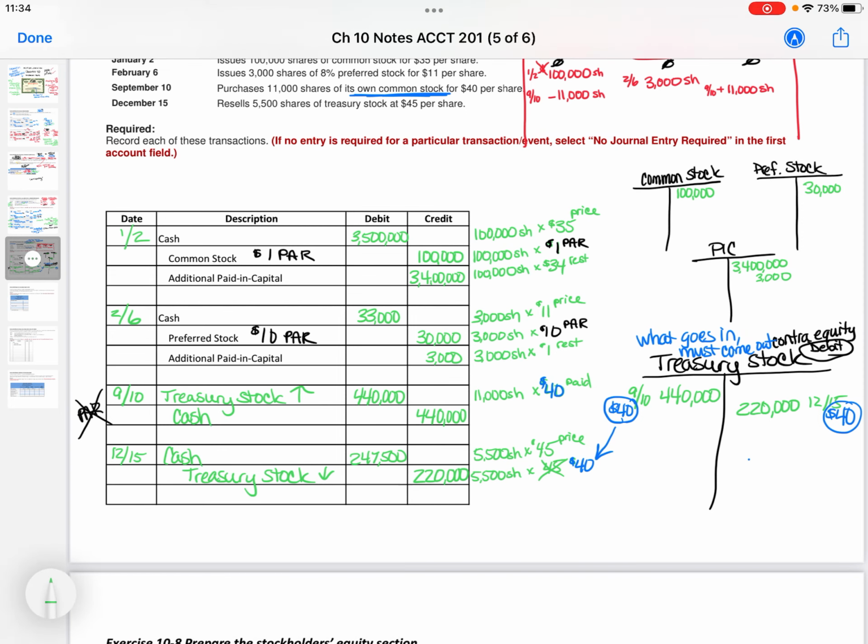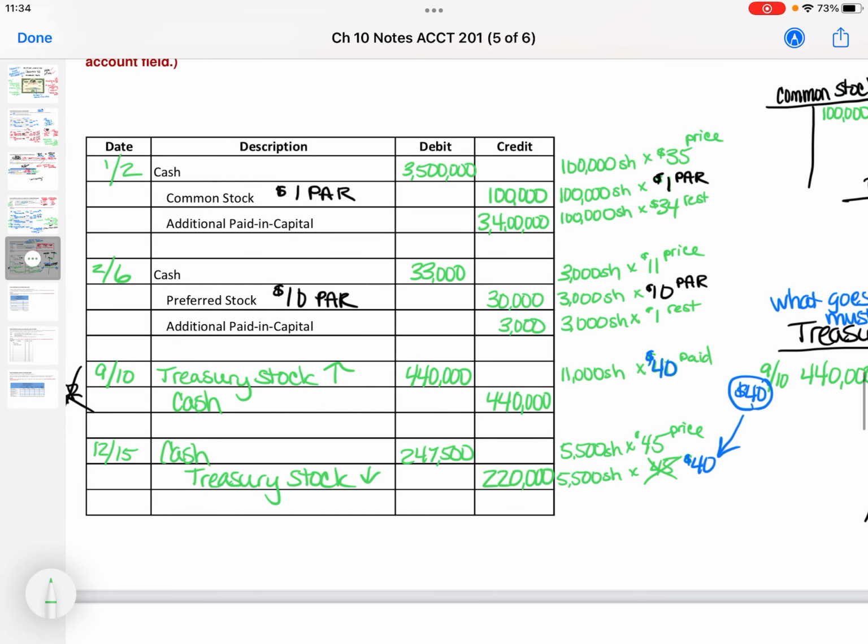Okay, my entry's not balanced, right? Do you see this? My debit and credit, I've got cash and treasury stock, and it doesn't balance. So the difference will go to paid-in capital. And the difference is $27,500. It's just the difference, but you can write it out if you want to make sure to know how to get that number. It's the rest, whatever's left.